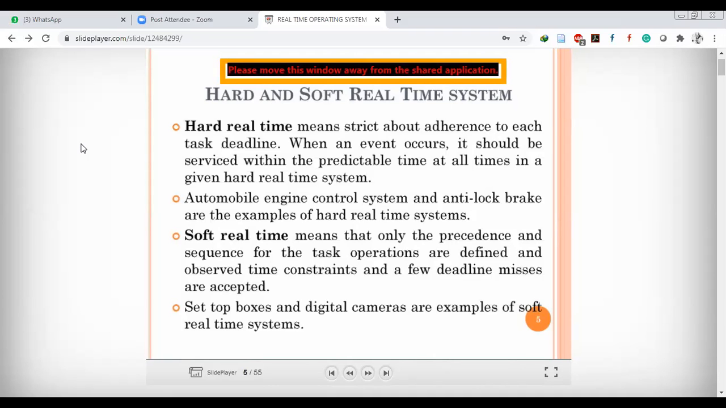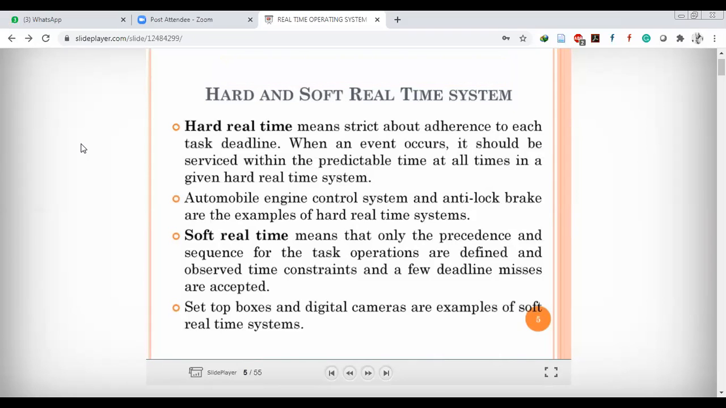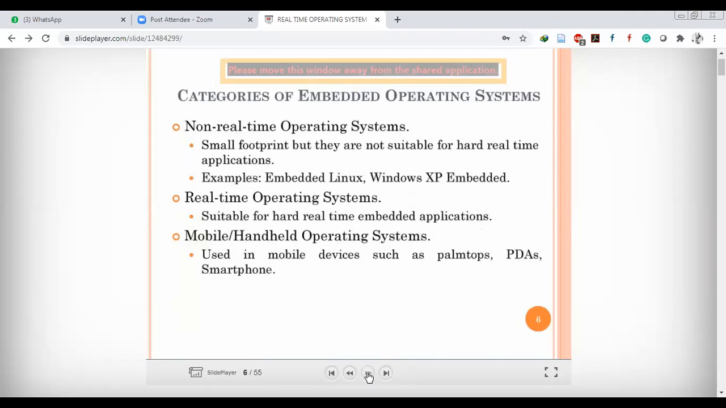Examples of soft real-time systems are set-top boxes and digital cameras, because a flicker from that camera on time doesn't lead to any loss. That is the point here.